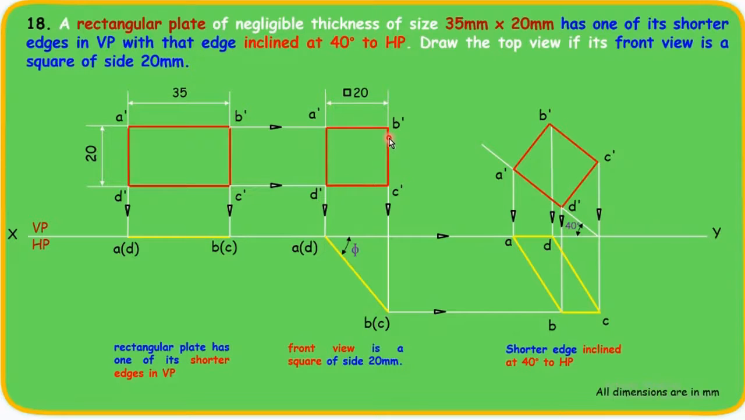If they give the top view as a square of 20 mm, it means your lamina, your rectangular plate, will be resting on the horizontal plane. Here they have clearly given that it is resting on the vertical plane, with one of its shorter edges on the vertical plane. So from this, clearly identify that your rectangular plate is resting on the vertical plane. So this is what you have to draw first. Why do you have to draw it like this?